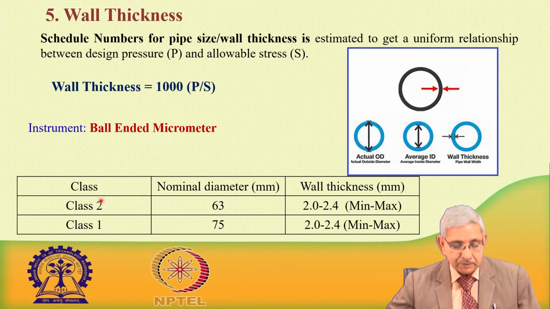So, this is for class 2 pipeline, which has a nominal diameter of 63 millimeter. The wall thickness is in the range of minimum 2 to a maximum value of 2.4, and in case of class 1 pipe, which is of 75 millimeter diameter, 2 to 2.4 thickness is also recommended.